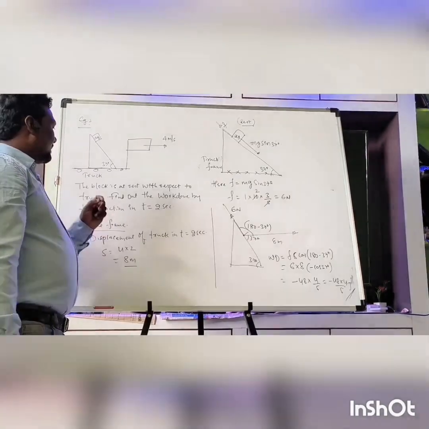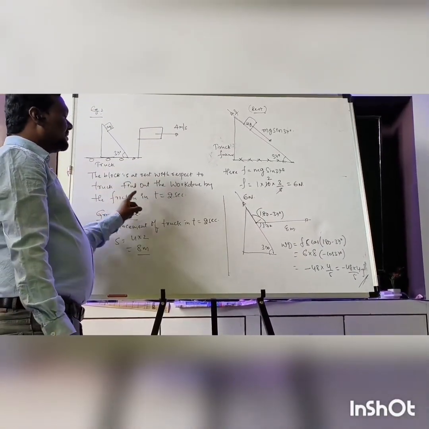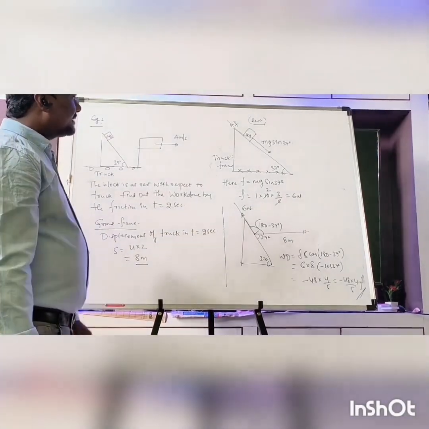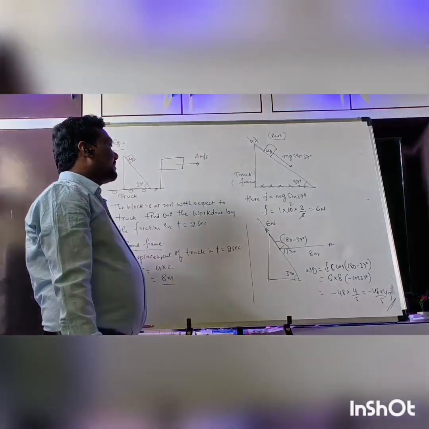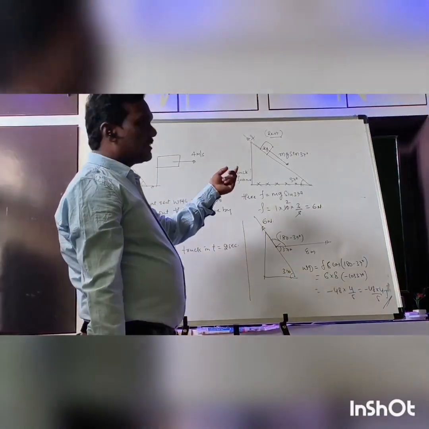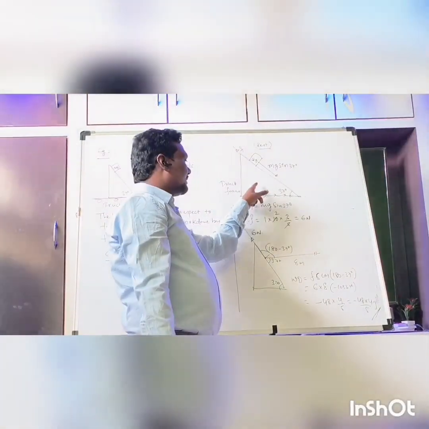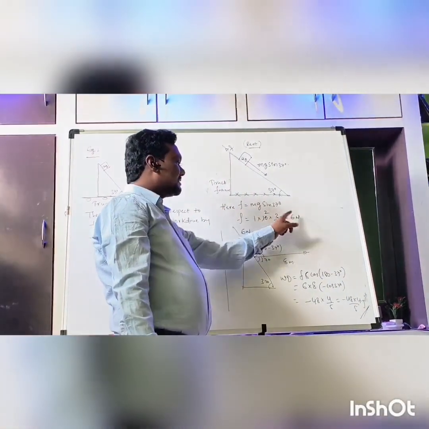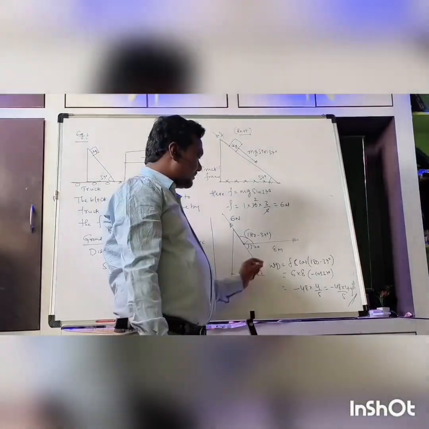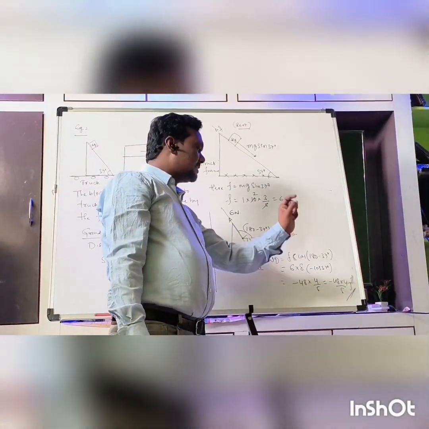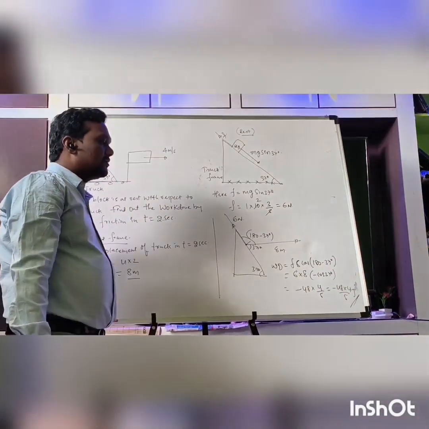So what is the work done? The block is at rest with respect to the truck. Find out the work done by the friction in t equal to 2 seconds. In t equal to 2 seconds, the truck has travelled 8 meters of displacement. I went to the truck frame, as an observer on the truck frame, and I calculated the force. I got that equal to 6 Newton. And then I calculated the work done. So work done is equal to Fs cos(180 - 37), and after simplifying, I got minus 48 into 4 by 5 joule.